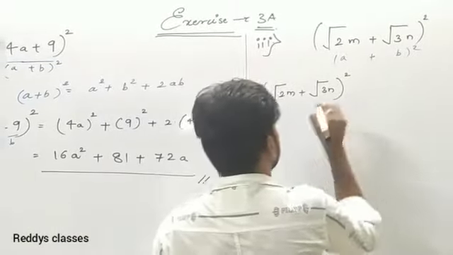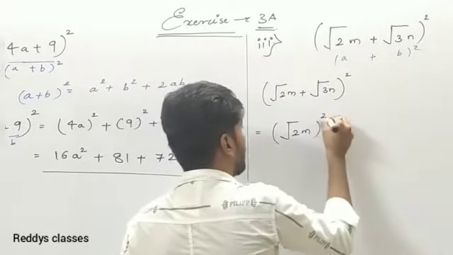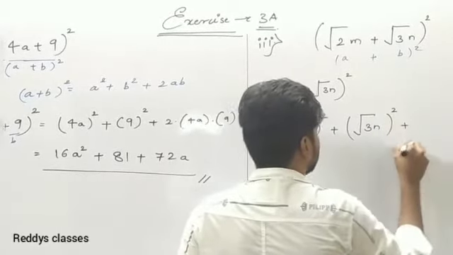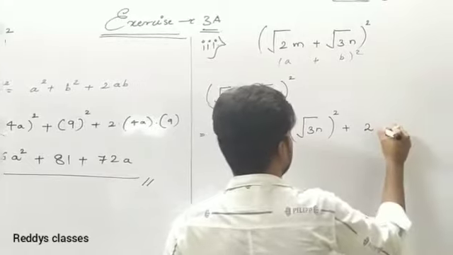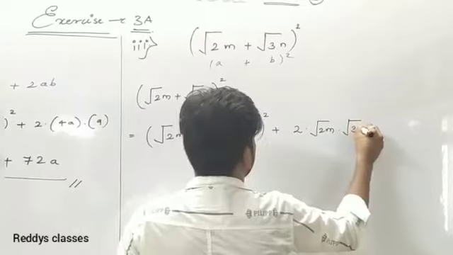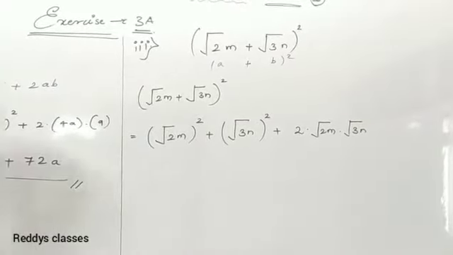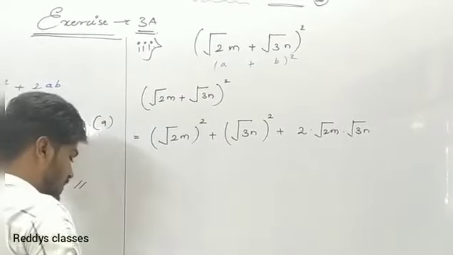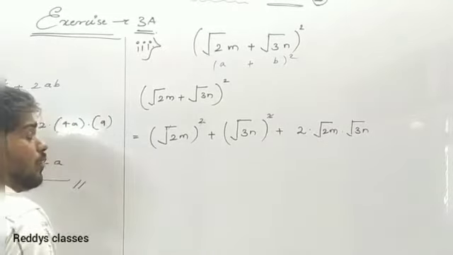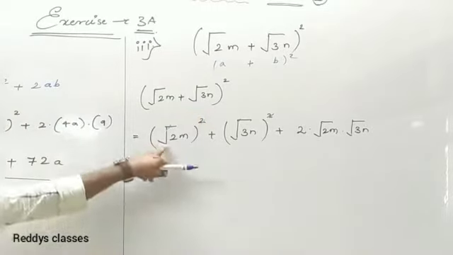This is what I can write like a square plus b square plus 2ab, that's it. Now this square and this root get cut. What is the actual value we get? 2, because square and roots cut. Now we have only the value 2.